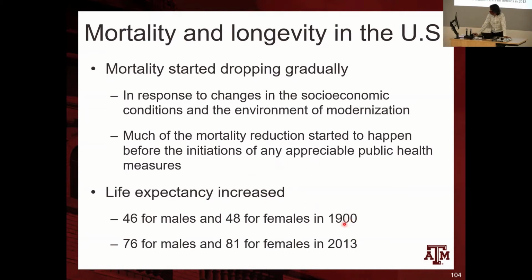And just to give an idea, it dropped gradually, but between 1900 and 2013, mortality decreased throughout all these decades, and life expectancy for males rose from 46 years of age to 76 years in 2013. So the average number of years that men were expected to live with data from 1900 was only 46 years. It increased to 76, which means a drop in mortality. And for women, it improved from 48 to 81 years of age.